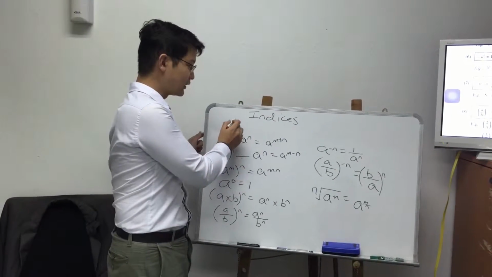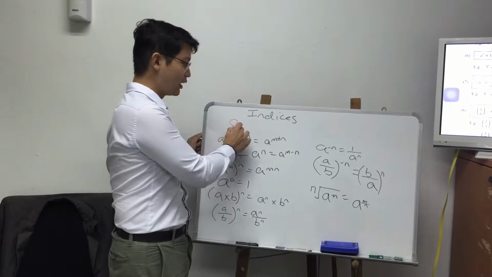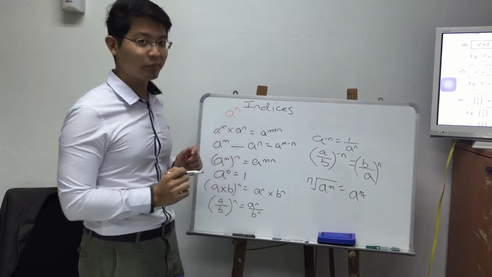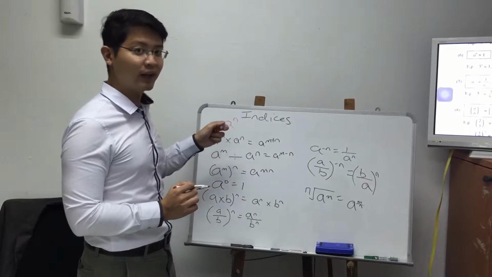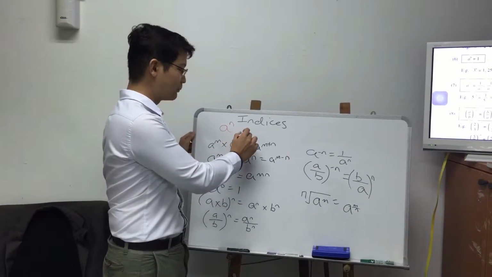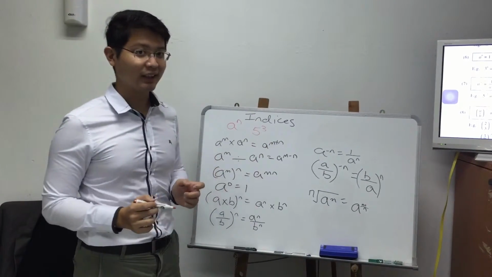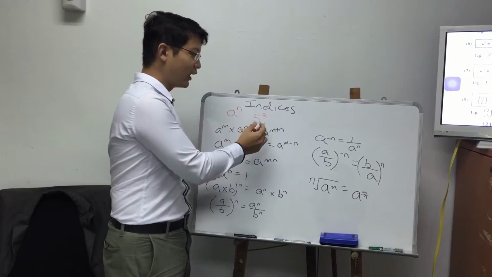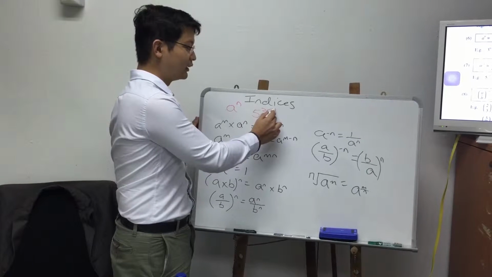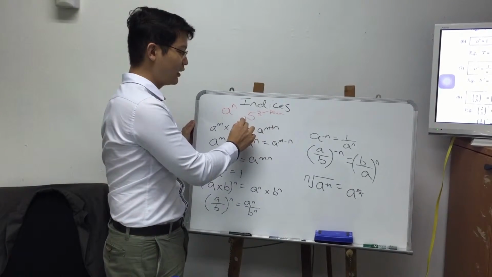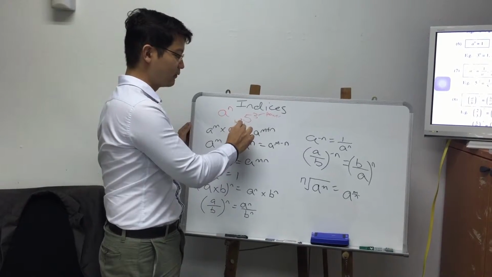An index is something with a base and a power. It is usually represented as a to power n. For example, 5 to power 3, this is an index. So what are the terms for each of them? This 3 is the power and this 5 is the base.